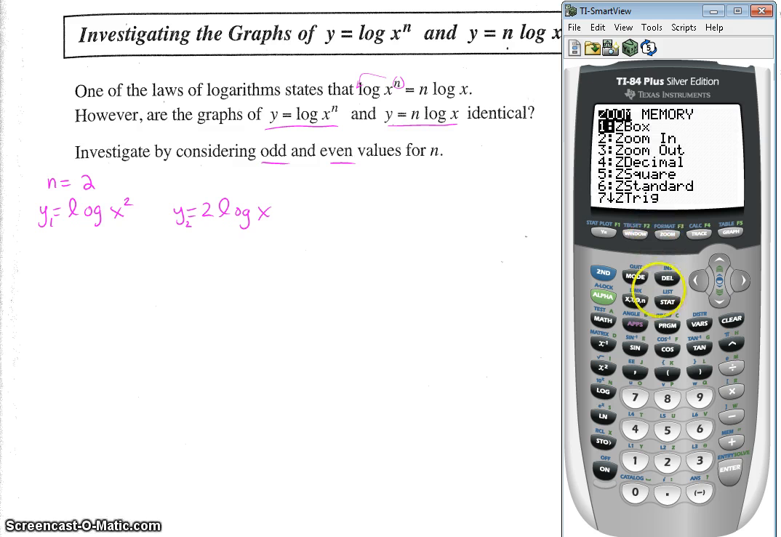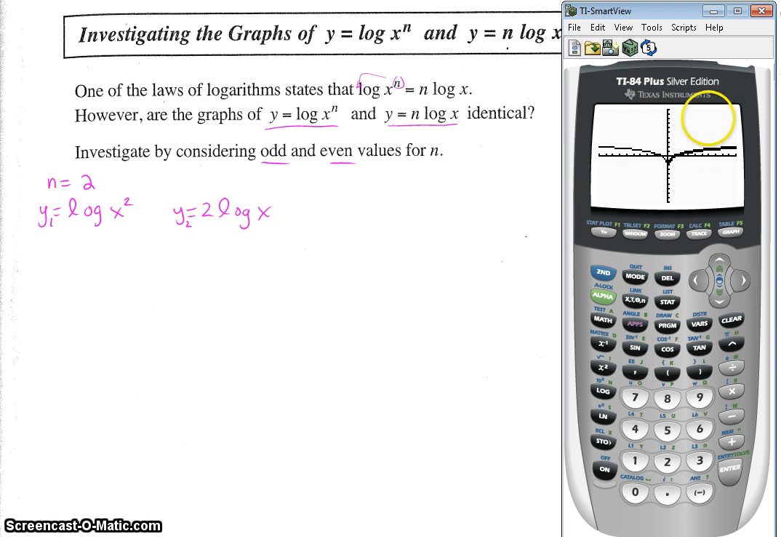I'm going to go zoom standard, number 6. Oh, you know what we should do? Let's make one of these graphs a bold line so we can see if they're the same or not. Let's go and make y2 bold. There we go, by going over that little symbol and then hitting enter. Now let's look at the graph.